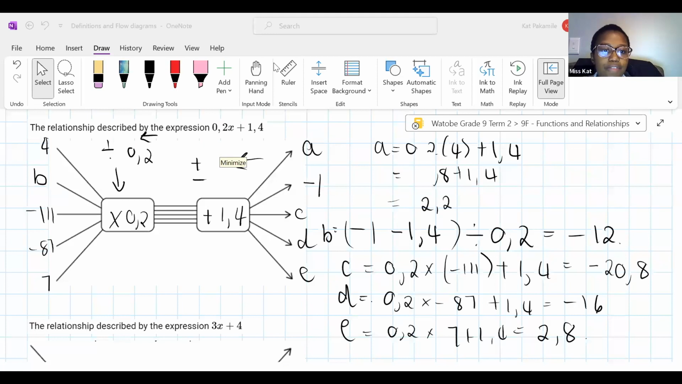So these flow diagrams are easier when you write them this way because you can see the inverse operations clearly. You go backwards and you just do the inverse operation.